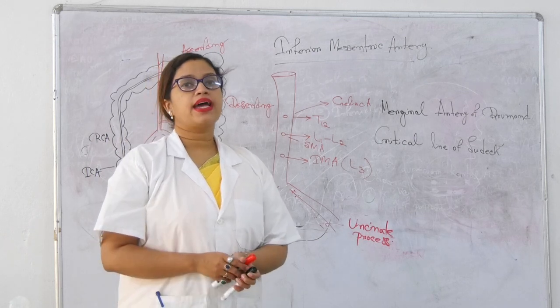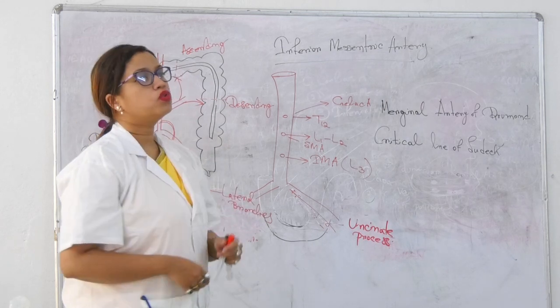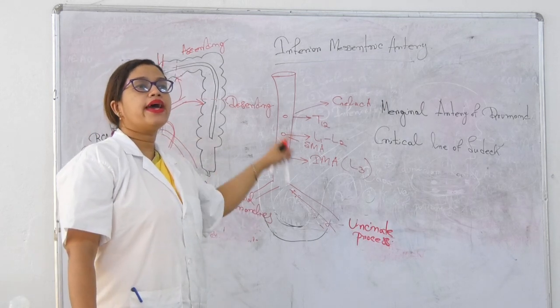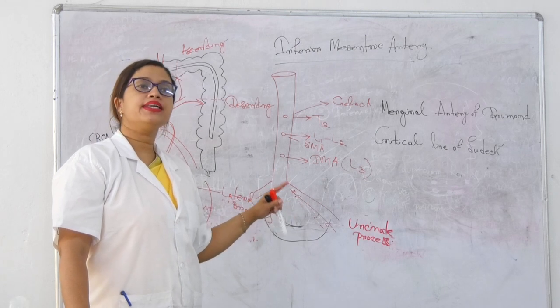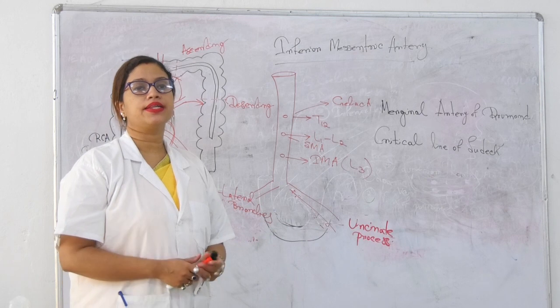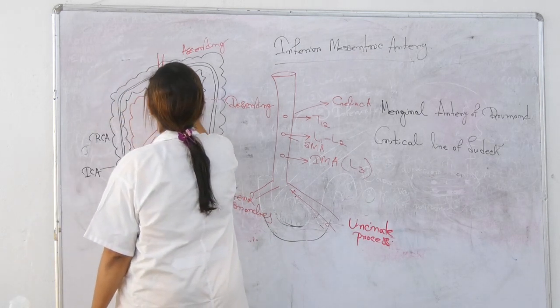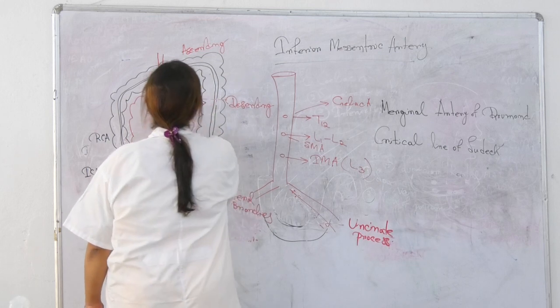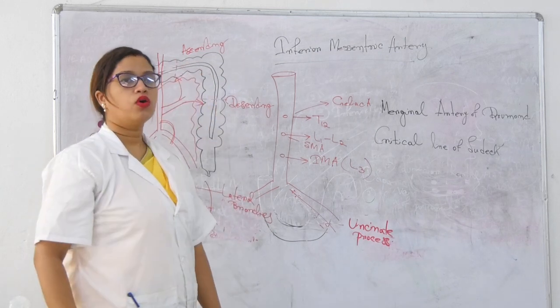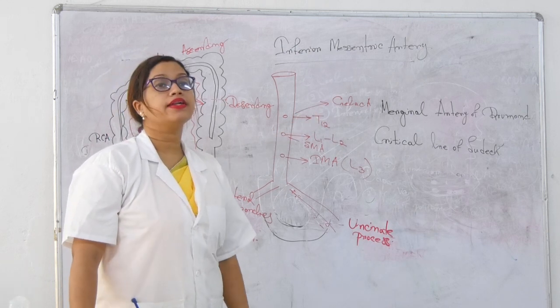Okay, so what is that? For knowing that, you have to know these entire colic branches. Whatever it is coming from the superior mesenteric artery and inferior mesenteric artery, it will make one successive branch towards the periphery of this whole colon. Okay, so these are the, what is this? First one, marginal artery of Drummond.